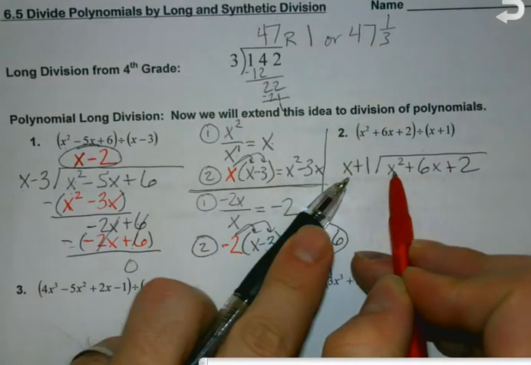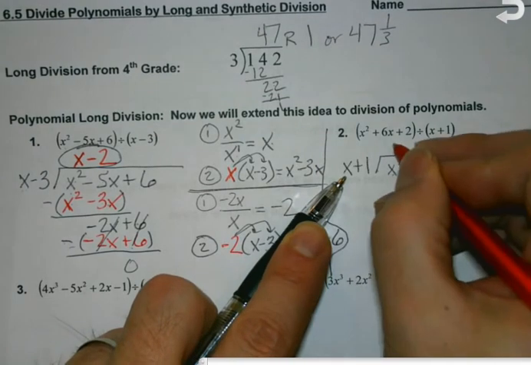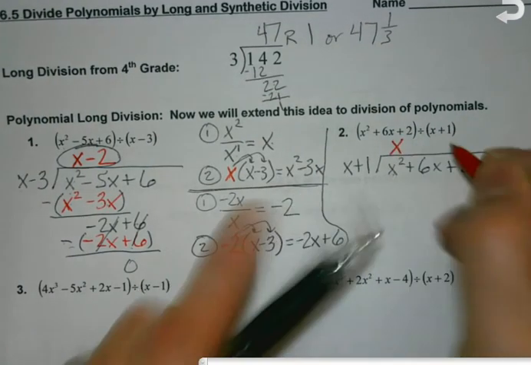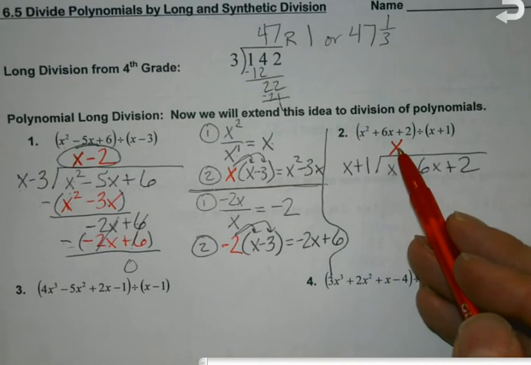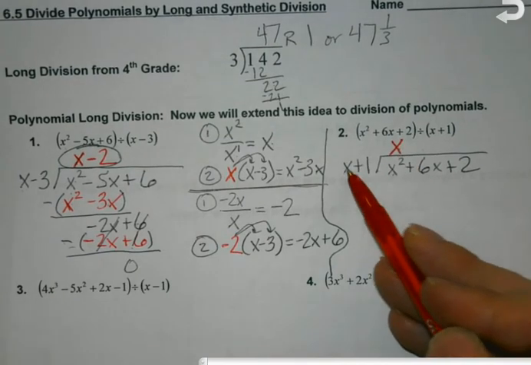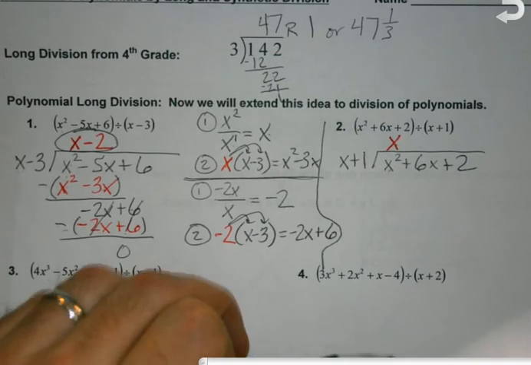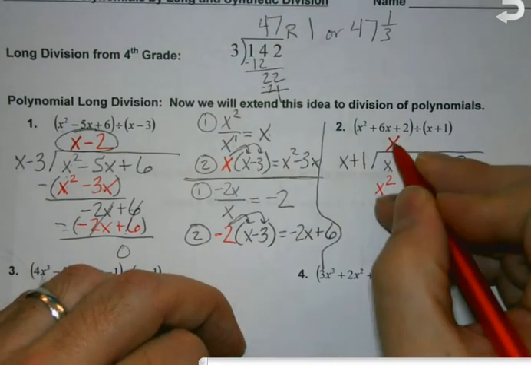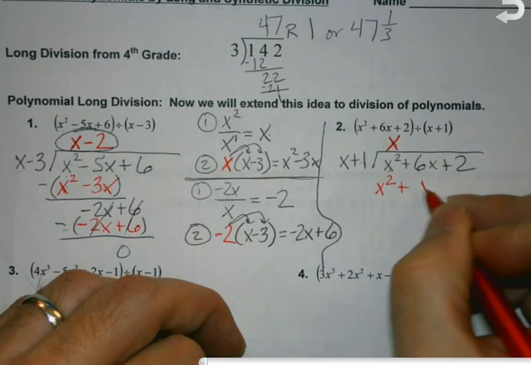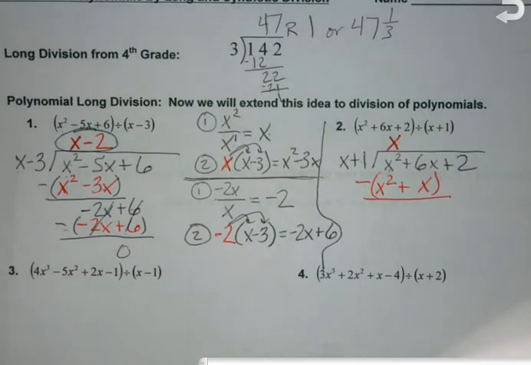First term divided by first term. X squared divided by x is x. So now, take that x, multiply it times both terms of your divisor. So x times x is x squared. X times 1 is 1x. And I'm going to subtract that. Okay, just like long division.